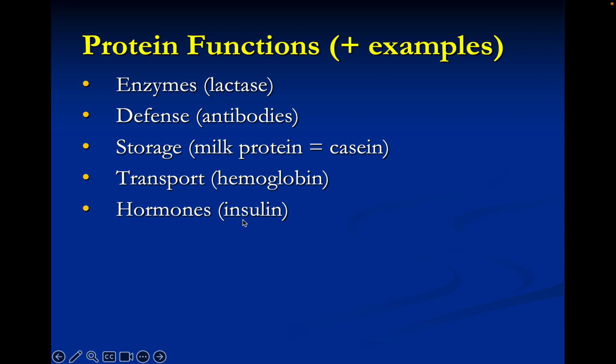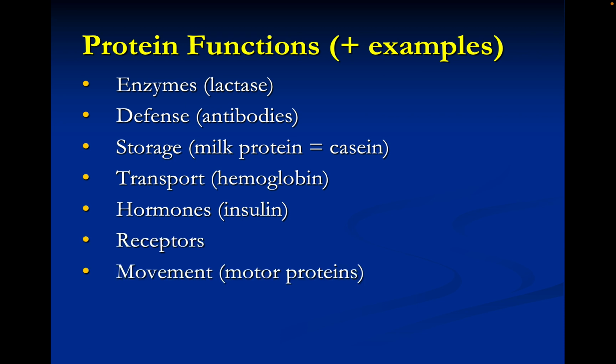Proteins also make up our hormones, things like insulin and receptors. They're also important for movement. Some cells have motor proteins like flagella or cilia. These are important structures. Some other structures can be things like keratin, which is what your hair and fingernails are made up of.